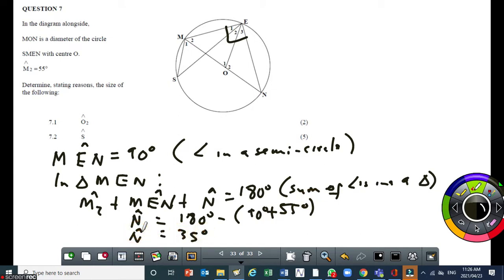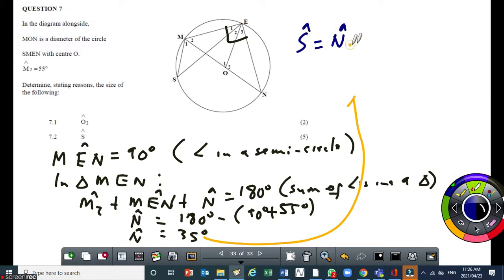Then I'm going to take on to the top. Angle S is equal to angle N, they are both equal to 35 degrees, because that's angles in the same segment.